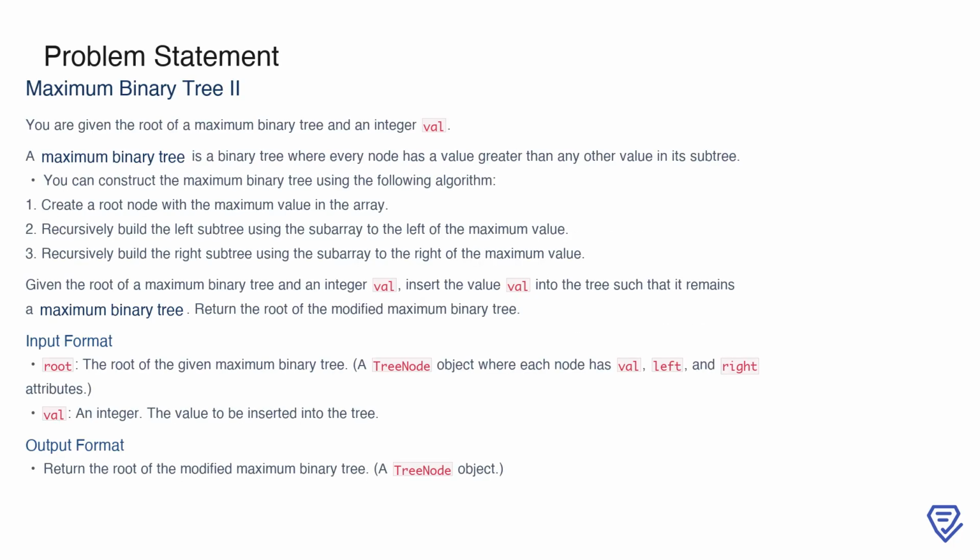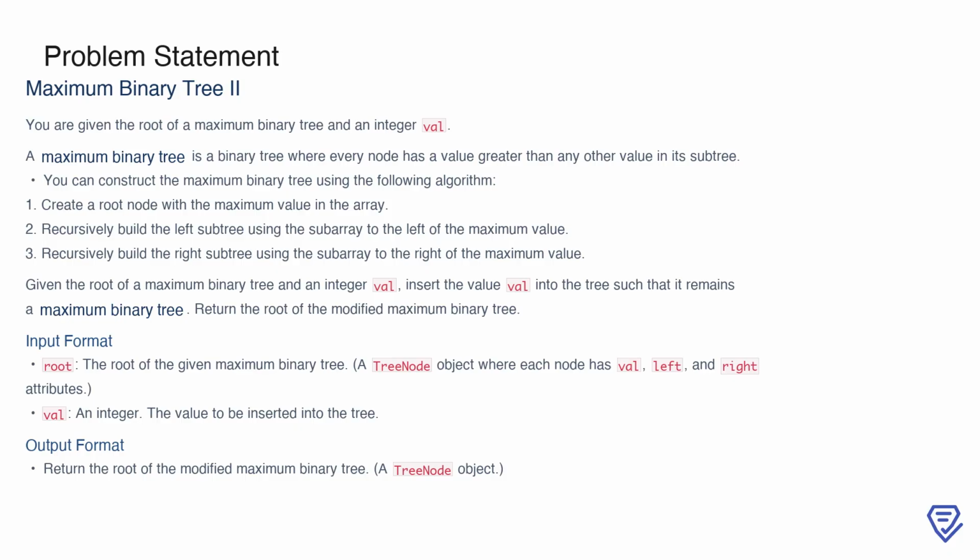In this problem, you are given the root of a maximum binary tree and an integer value, val. A maximum binary tree is a tree where every node's value is greater than any other value in its subtree. To construct this kind of tree, you start by creating the root node with the maximum value from a given array. Then, recursively build the left subtree using the subarray to the left of the maximum value, and the right subtree using the subarray to the right of the maximum value.